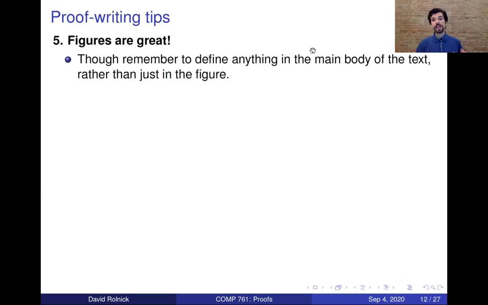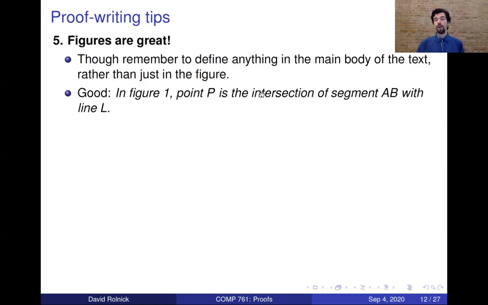But do remember, it's very easy to draw a picture, but not define things except in the picture. You should not have anything in the figure that isn't defined also outside the figure. So for example, if there's a point P in your figure, even if it's seemingly very clear what it is, you should say, "In figure one, point P is the intersection of segment AB with line L," or "We define point P to be the intersection of segment AB with line L," something like that. You should never rely upon the figure to define something for you.